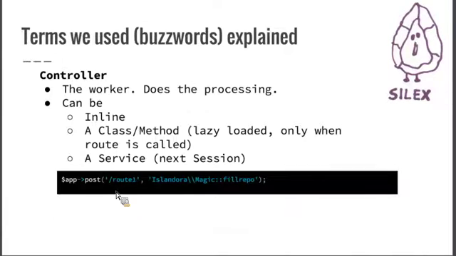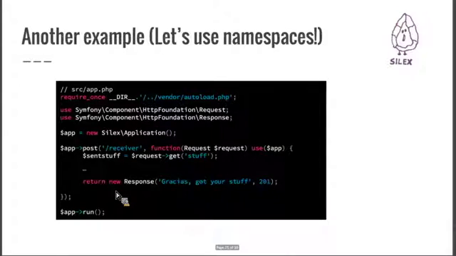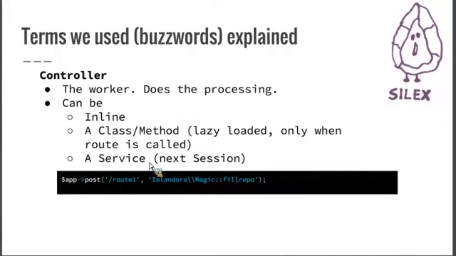So the controller. The controller is basically this part. It's what's inside the function until the return. The controller is the worker. It does the processing, and it can be inline, as in the examples I showed you, or it can even be a class method, lazy loaded, so only called when the route is called, or even a service. And service I will explain in the next session, because services inside Silex have a predefined interface and are more complex to build, but also more flexible.